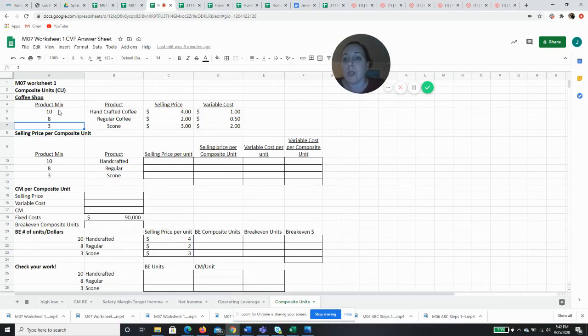So we're going to put the 10 handcrafted coffees, the 8 regular coffees, and the 3 scones into one composite unit. We're going to figure out the selling price, variable cost, and contribution margin for that composite unit. And then we can use our composite unit to figure out our break even.